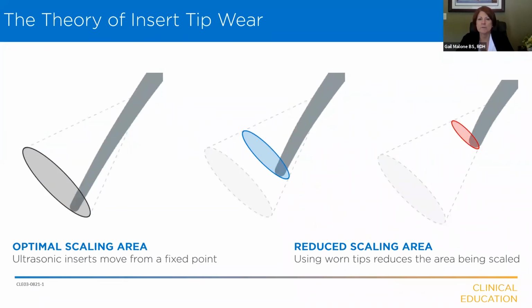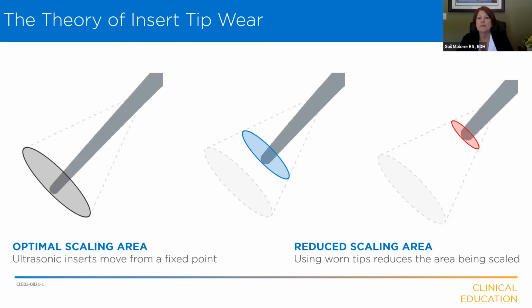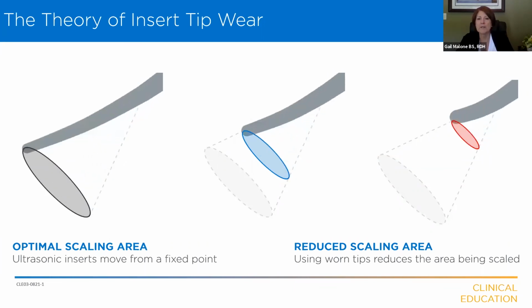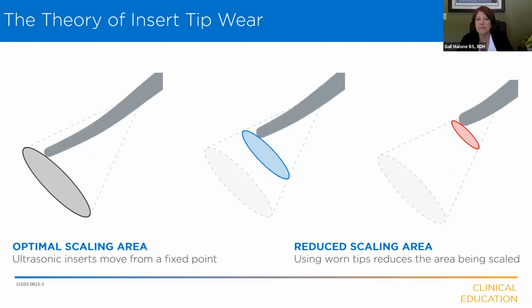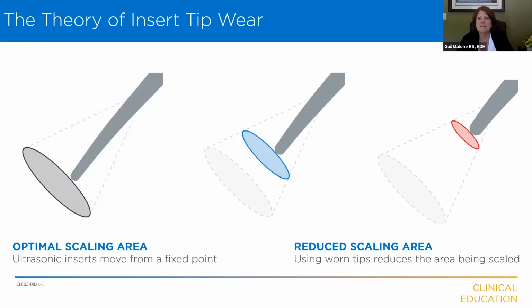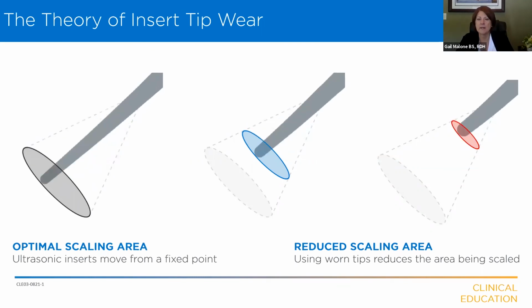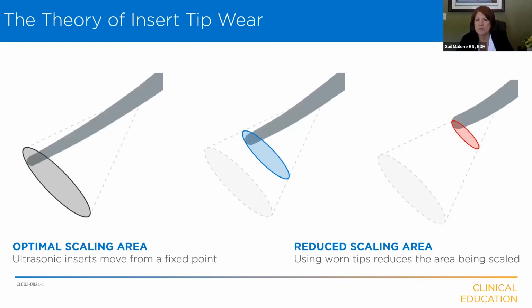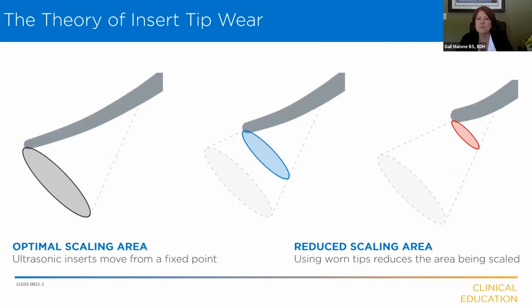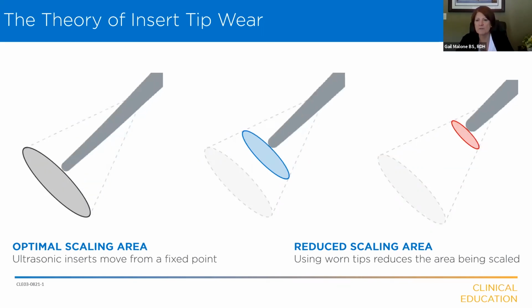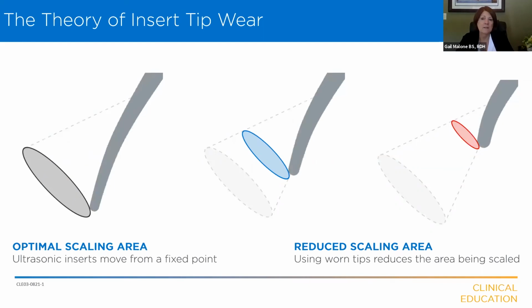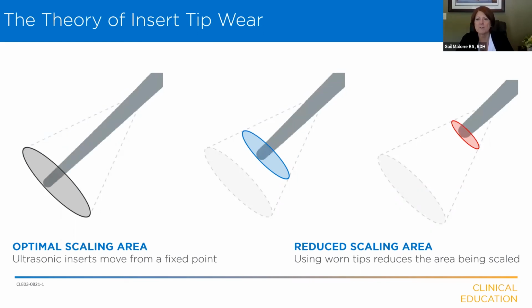The middle image shows us an insert that has been worn by 1 millimeter. So now what we have is a reduced scaling area. And then the last image on the far right, that insert is worn by 2 millimeters. And you can again see how our scaling area has been reduced. So a tip that's experienced 2 millimeters of tip wear has lost 50% of its scaling efficiency. In theory, as the tip wears from use, the distance that's traveled is significantly reduced, resulting in a loss of efficiency.